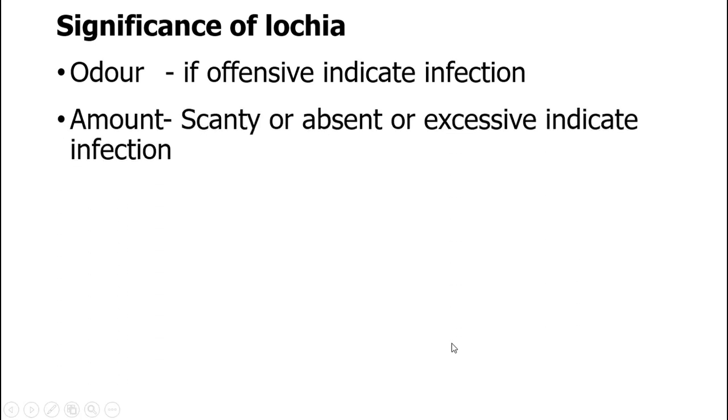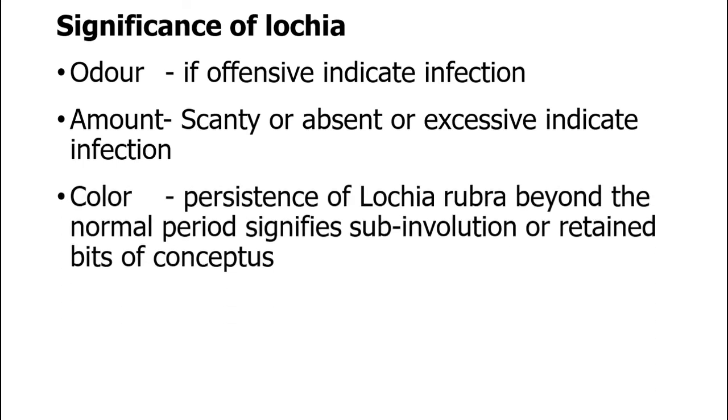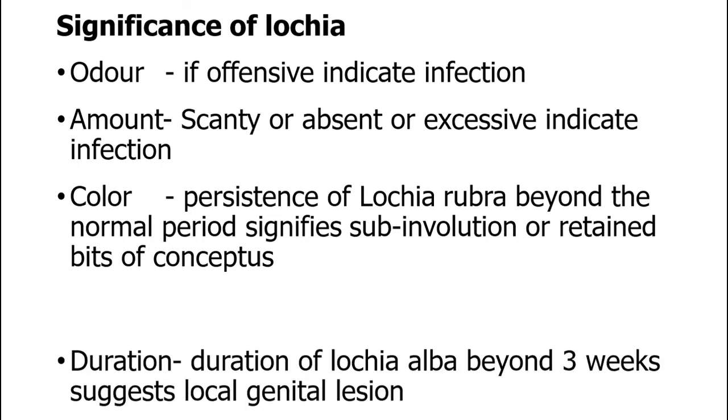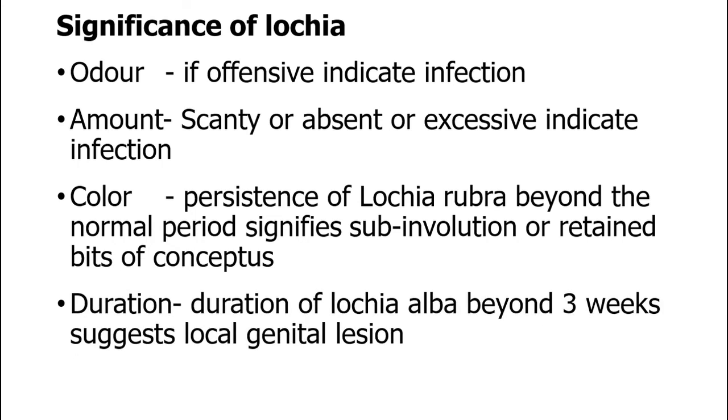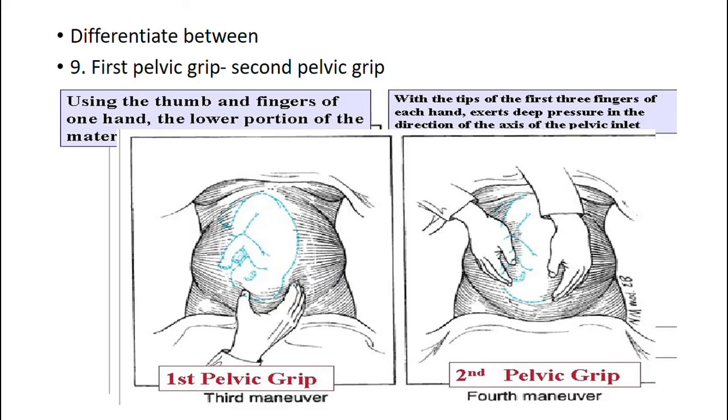The significance: if the odor is offensive, it indicates infection. Amount: scanty or absent or excessive indicates infection. Color: persistent lochia rubra beyond the normal period signifies subinvolution or retained bits of conceptus. Duration: lochia alba beyond 3 weeks suggests a local genital lesion.